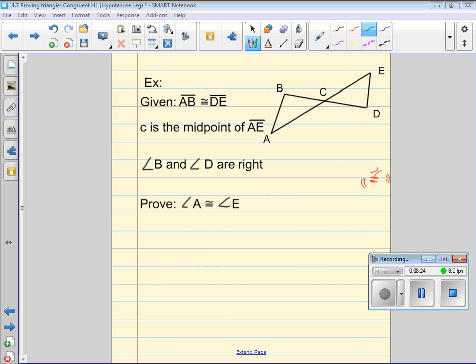C is the midpoint of AE, and angle B and angle D are right angles. Okay? Prove angle A is congruent to angle E. All right, I'm just going to simply write this one up real quick. Putting me on pause, see if you can do this.